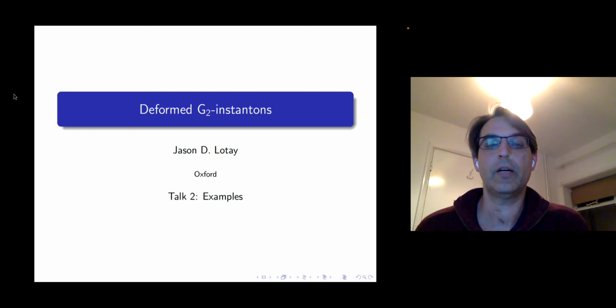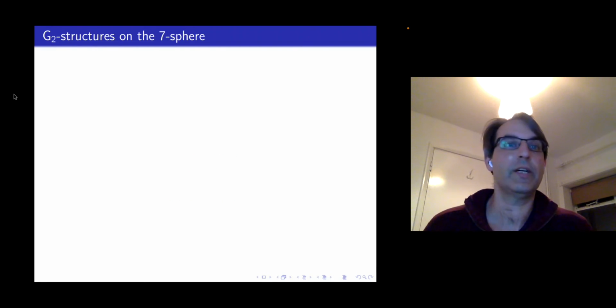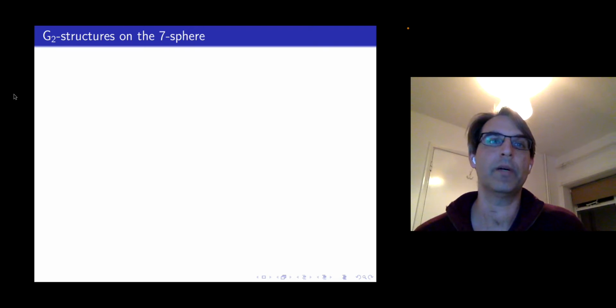In this talk, I now want to describe the main results, which is to define the first non-trivial examples of deformed G2 instantons. So to define the setup, I'm going to return to our model example of the 7-sphere.